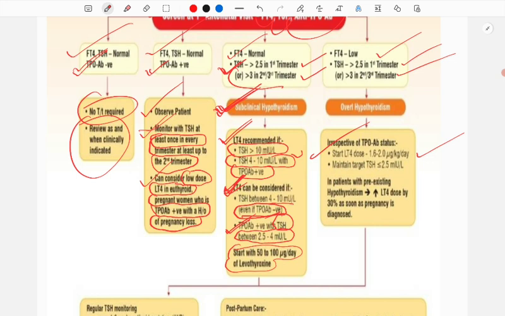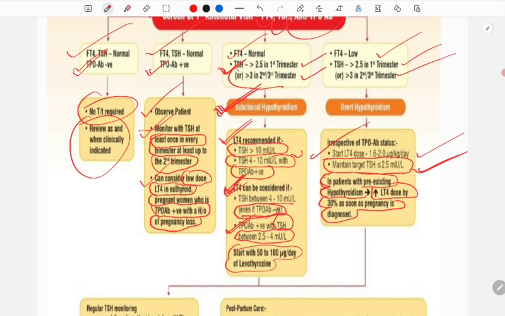1.6 to 2 microgram per kg per day. Our target to maintain the TSH has to be less than 2.5 milliunit per liter. In a patient who already has pre-existing hypothyroidism, you have to increase the levothyroxine dose by 30% as soon as the pregnancy is diagnosed.